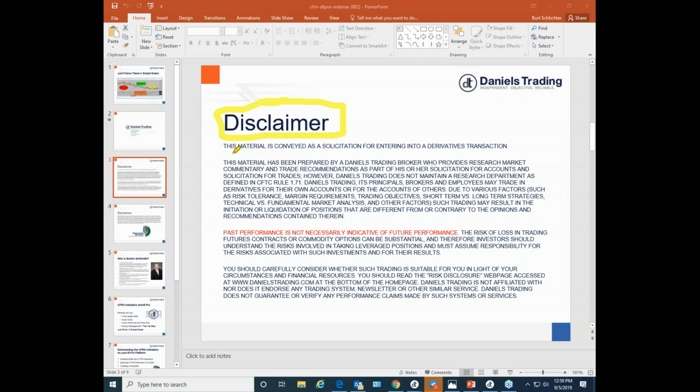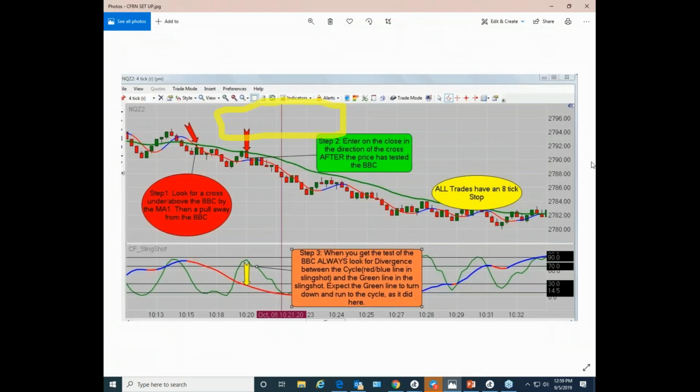The good thing is if you do go down the CFRN path, we are going to talk about a trading plan, right? It's rules based. That's what we're going to cover here in the next few minutes. You are going to use a stop loss, right? Every trade has an 8-tick stop attached to it. You're going to be on a 4-tick range chart, right? So you're looking at the market under a microscope. So you're going to have to be engaged in the marketplace. You're going to have to be in tune with what's going on, okay?